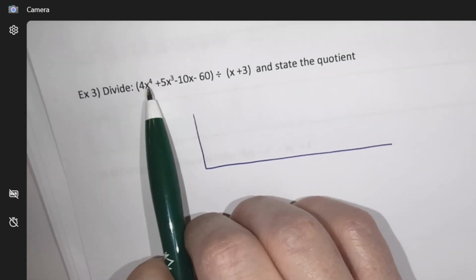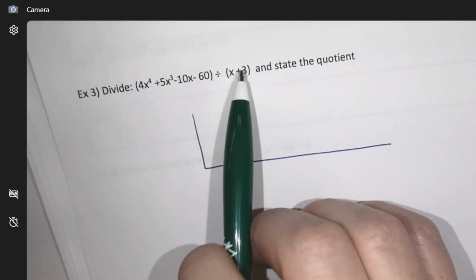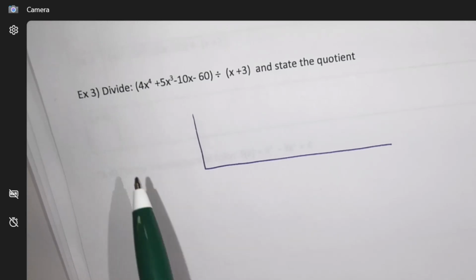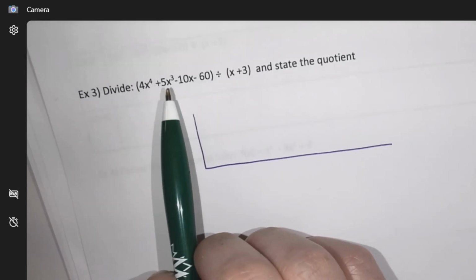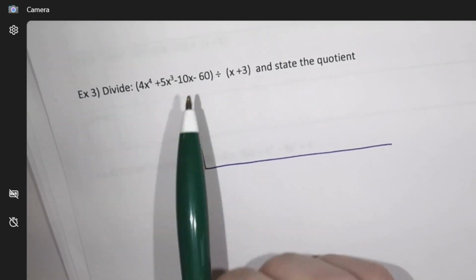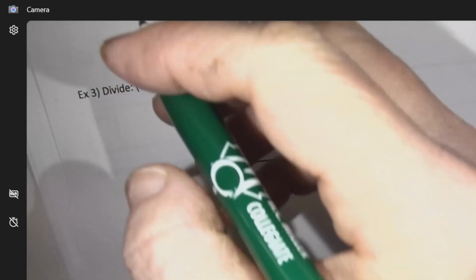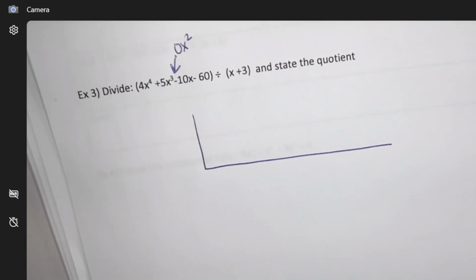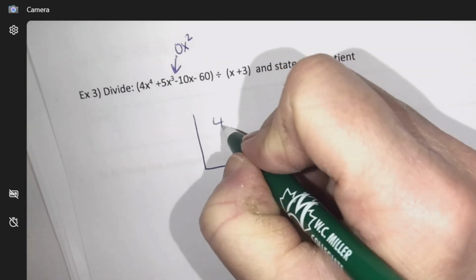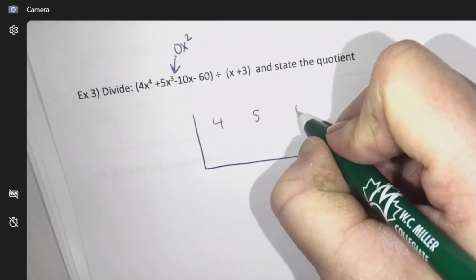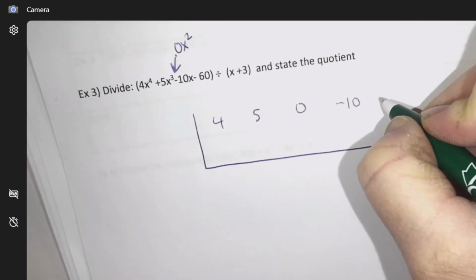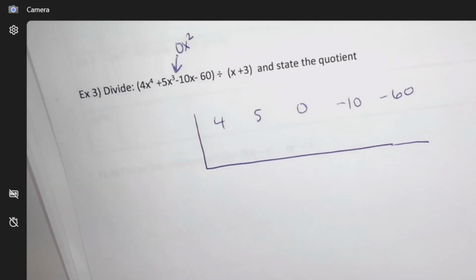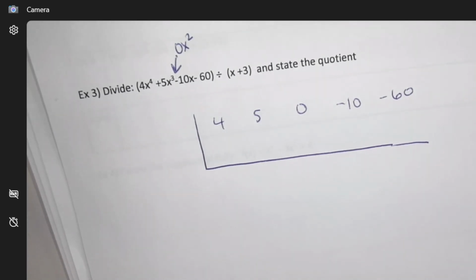Okay, check out your polynomial. Does it go down, down, down, down, down perfectly? x to the 4th, x cubed, x number. Does it go down perfectly? Ben says no because we are missing an x squared. So we're going to go 4, 5, 0, and then the -10, -60.